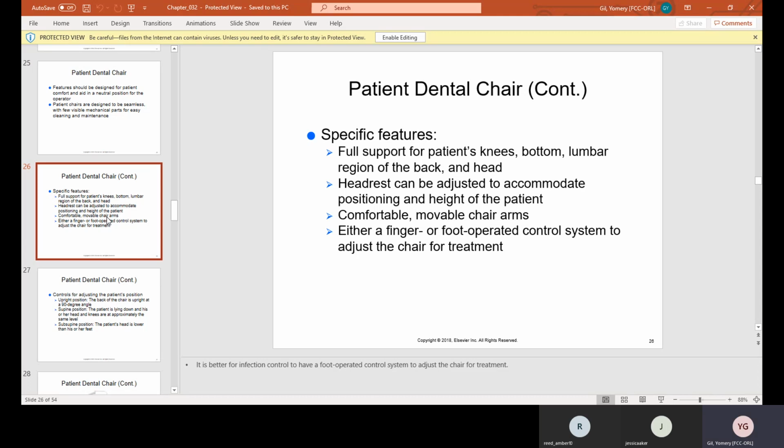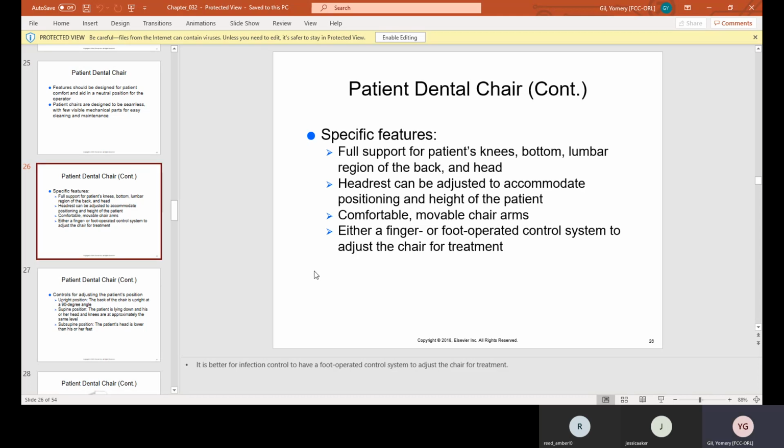Specific features: full support for patient knees, bottom, lumbar region of the back, and head. The headrest can be adjusted to accommodate positioning and height of the patient. So the headrest should be able to either move forward or backward, and it should be able to go up and down. Okay, because sometimes all patients are not the same height. Sometimes you'll get really tall patients, sometimes you'll get average patients, sometimes you'll get children. So that headrest, if the patient is tall enough to reach the headrest, will need to be adjusted.